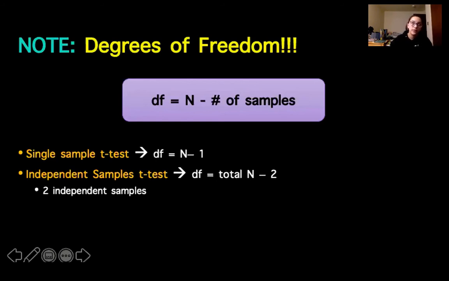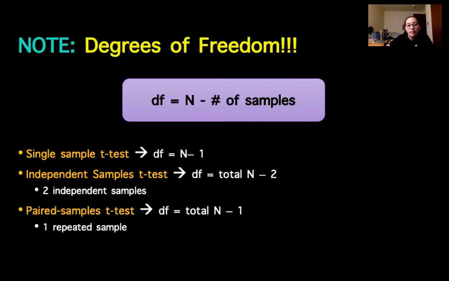So if I'm using a total n of 20 minus 2 samples, that would give me a degrees of freedom of 18. Okay. For a paired samples t-test or dependent t-test, it's the same thing. Degrees of freedom is n minus the number of samples. Okay, so in a paired t-test, we use one repeated sample.